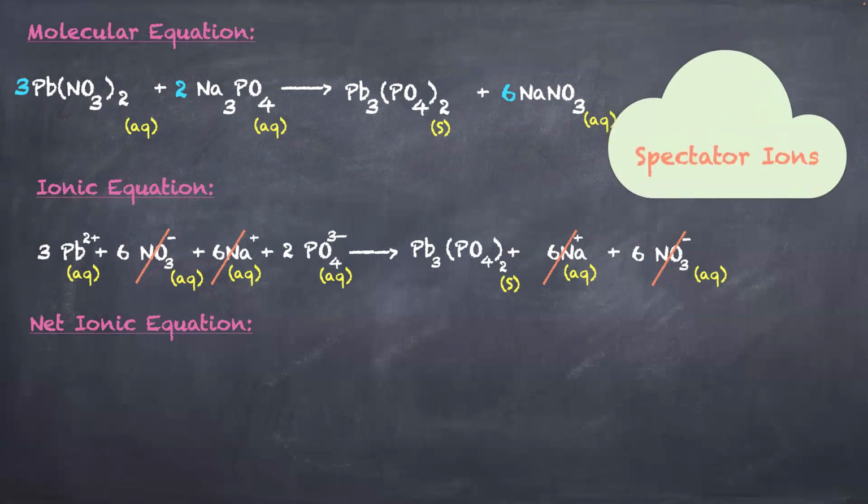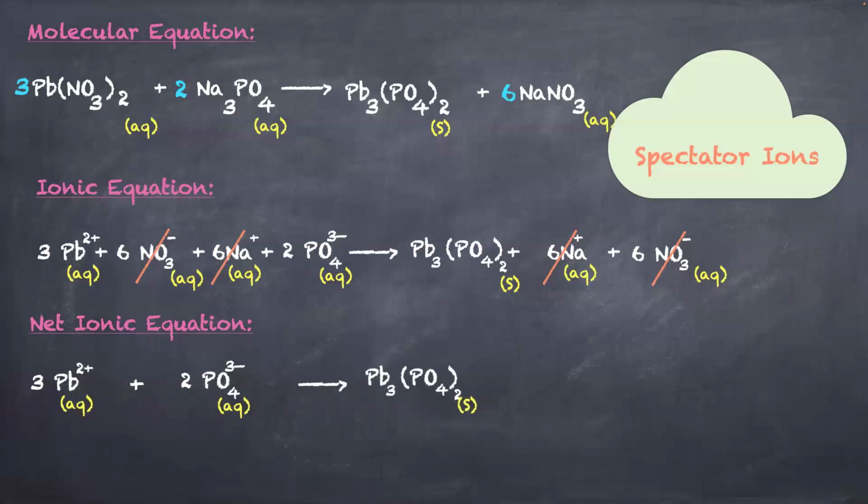And then our net ionic equation will be for the formation of the precipitate, which is 3 lead 2 positives plus 2 phosphate ions, giving us lead 2 phosphate. And that's our solid formed.